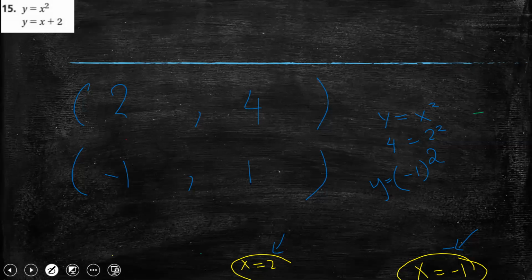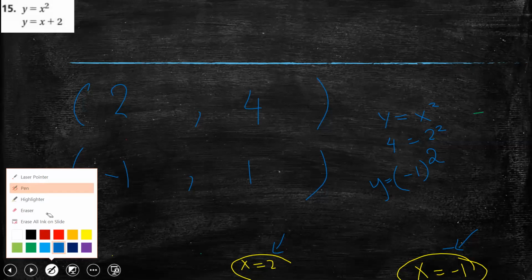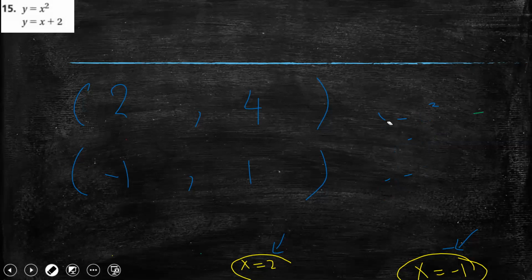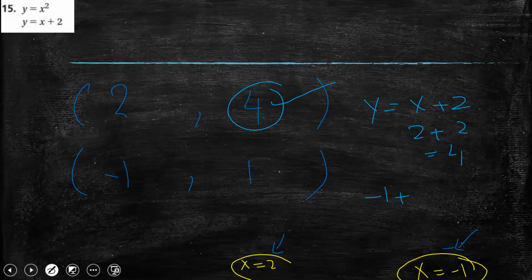So Farah chose the first equation. Let's choose the second one. Did I get the same answer? I told you this when I solved the system of equations. That means I found the two solutions that work on both of the equations. Let's choose the second one now. Yalla. 2 plus 2 equals 4. That's correct. The second one, negative 1 plus 2 equals 1.